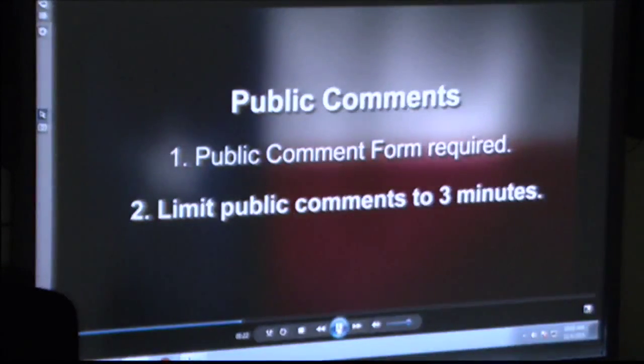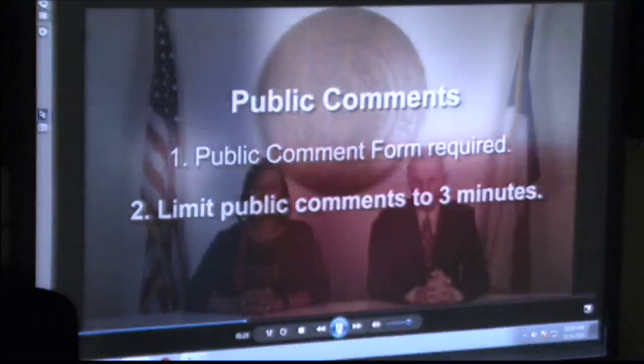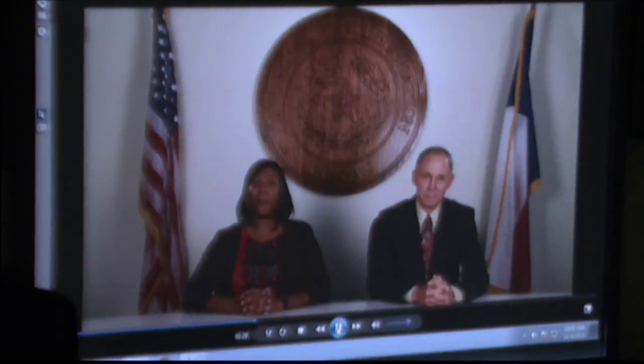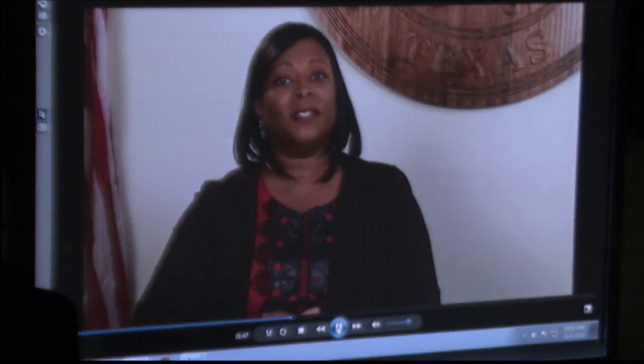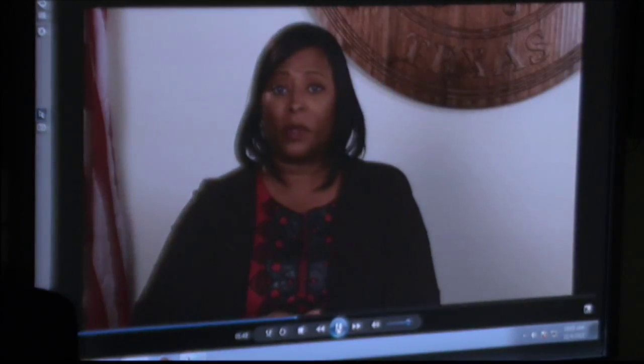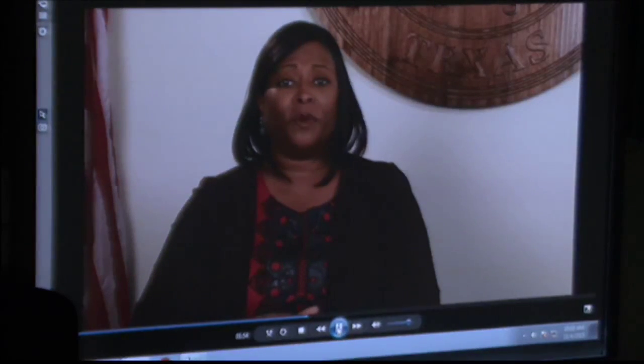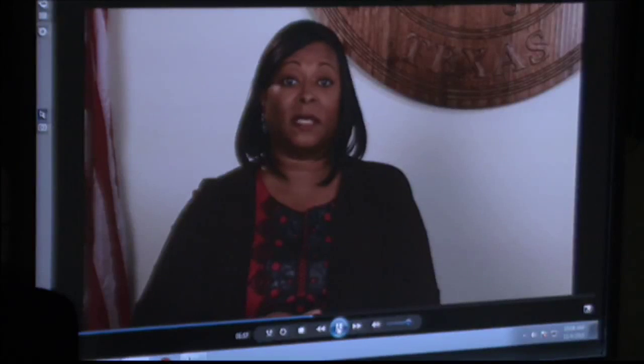The second rule is that you must limit your comments to 3 minutes or less. 3 minutes can be a very long time if you're nervous. Yes, it can, but it goes by quickly. That's why it's very important to plan your comments carefully so you can make your point in the short amount of time available to you. An important thing to remember is that you may not comment on any case the commission must decide during the meeting. That's exactly right. The commission does not want to ignore you or your opinions, but because of the pending case, the commissioners might have to interrupt you and stop you from making those comments.